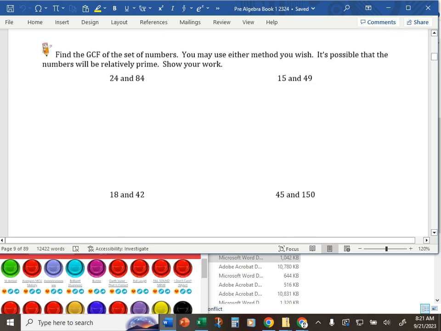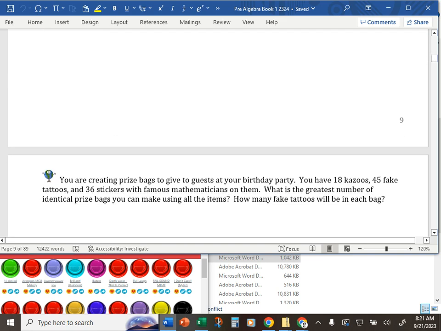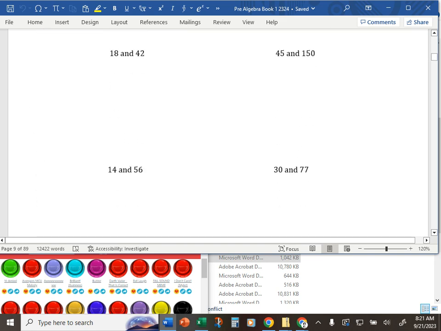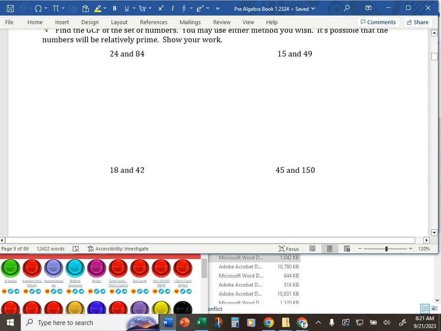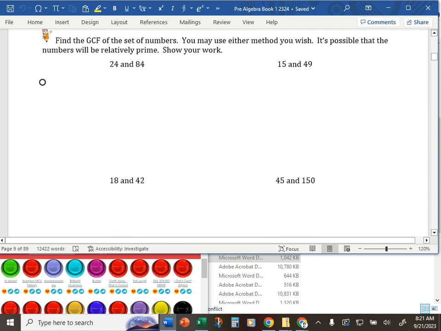So your homework for Monday is just this second page, these 8 here, finding the GCF of the numbers. You can use either method you want. Jillian, if you like the listing method, you can use it. If you like the table method, you can use it. However, work must be shown.